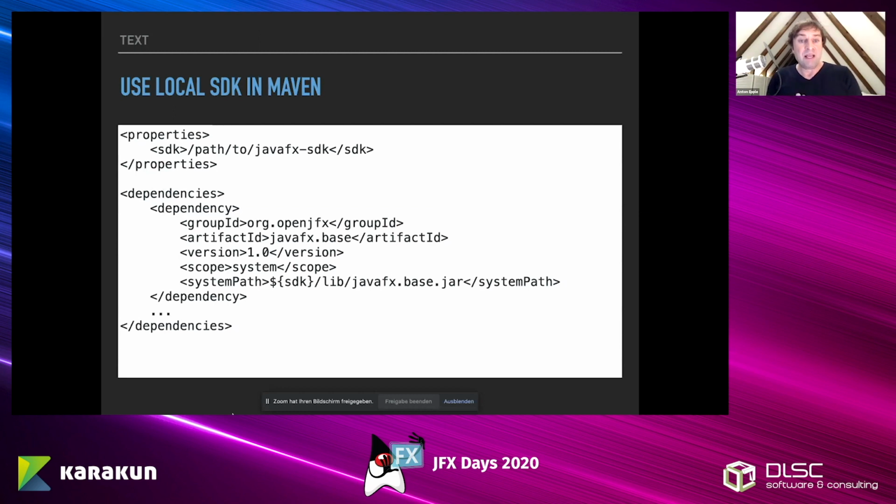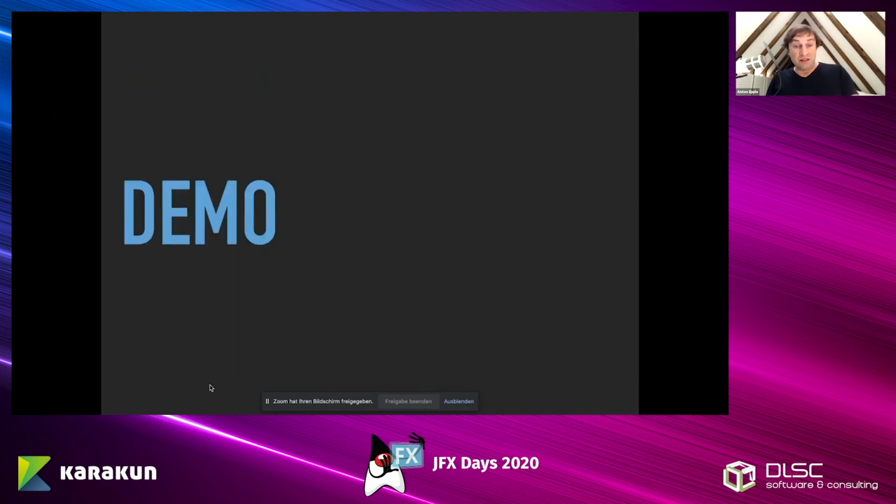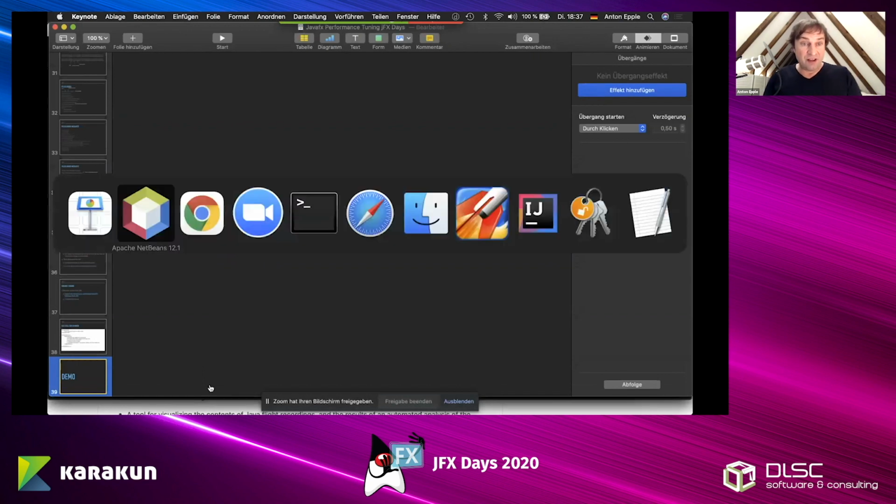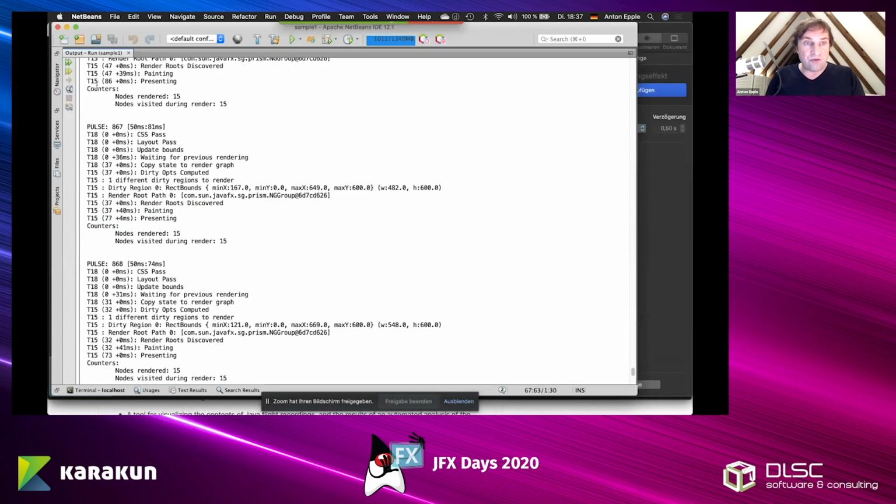Anyway, if you want to use your local SDK, you have to tell Maven. So in the properties, you can set the path to your local SDK, and in the dependencies, you can depend on it. You just have to set the scope of the dependency to system, and you have to give it the system path to the jar. And I will try to reconfigure my sample.